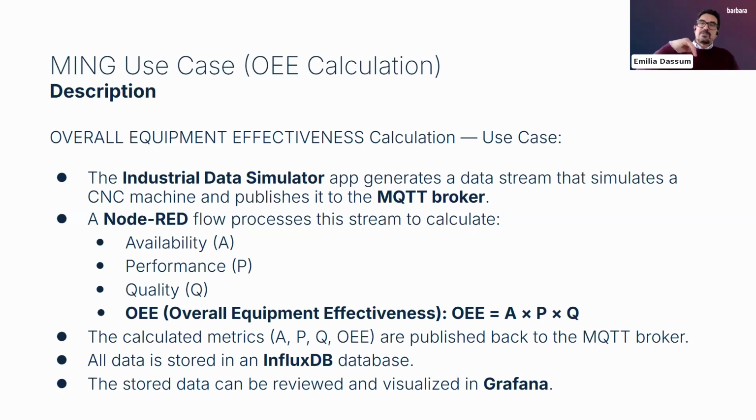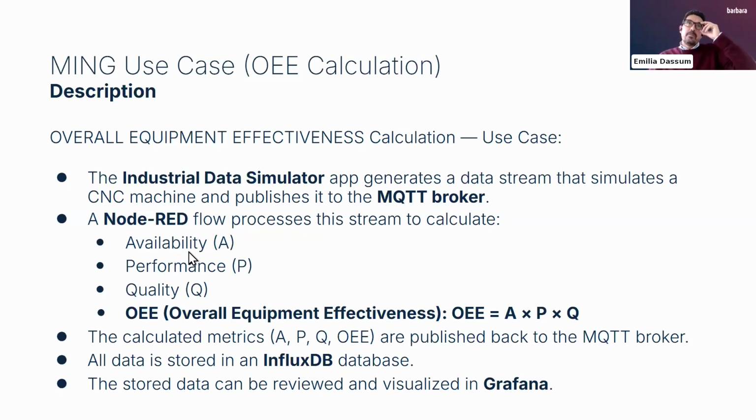So we are going to simulate it using that application. We will create a data stream that publishes data from the behavior of that machine when it's working, and it will publish everything on an MQTT broker. We will deploy a broker and generate the data stream on the broker. Then we will deploy a Node-RED process that will connect to the broker, read all the data, and calculate the availability, the performance, and the quality. We will see how we do that.